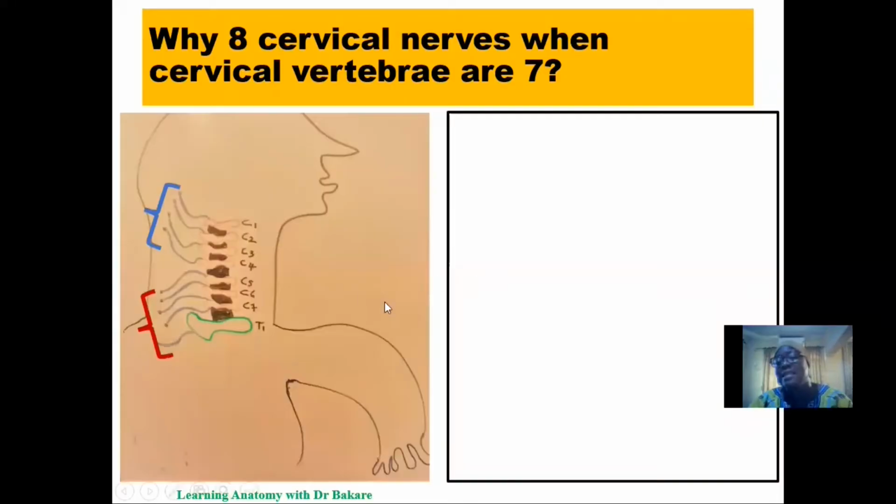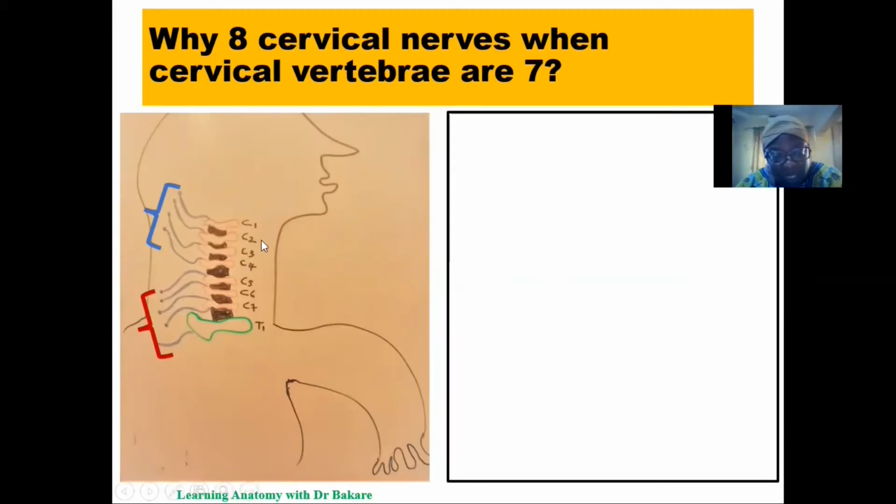So let's look at this. Why 8 cervical spinal nerves when we have cervical vertebrae that are 7 in number? If you look at the cervical vertebrae, C1, C2, C3, C4, C5, C6, and C7, of course, we have 7 cervical vertebrae.